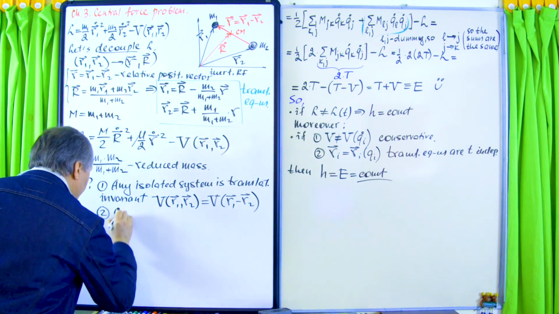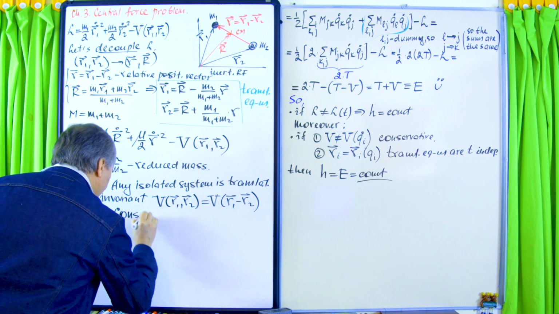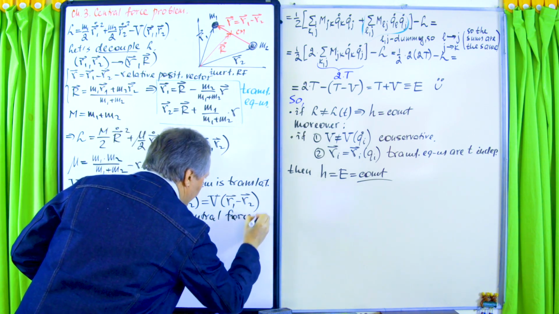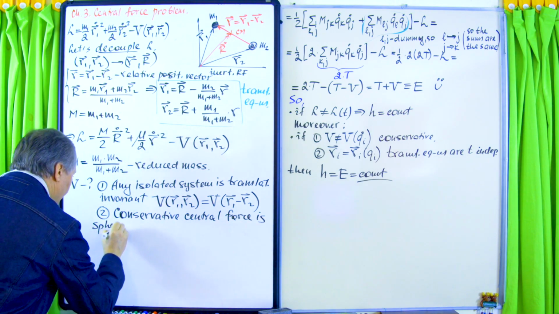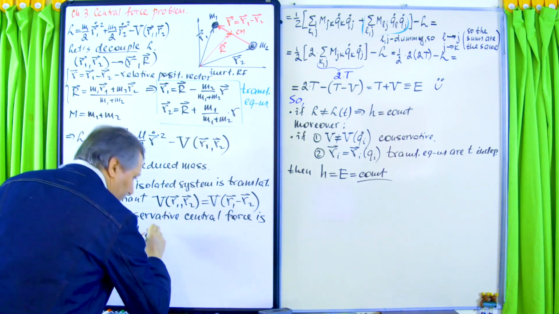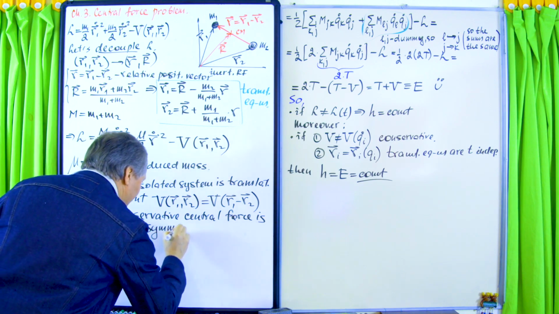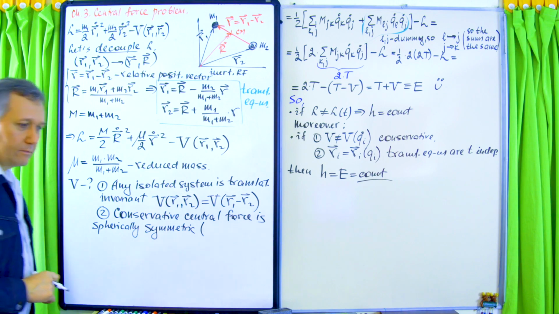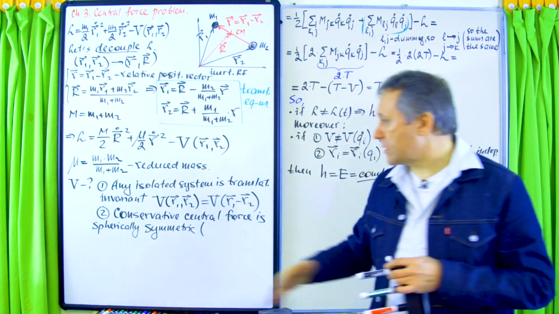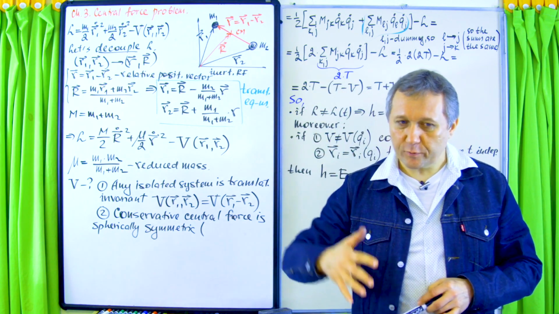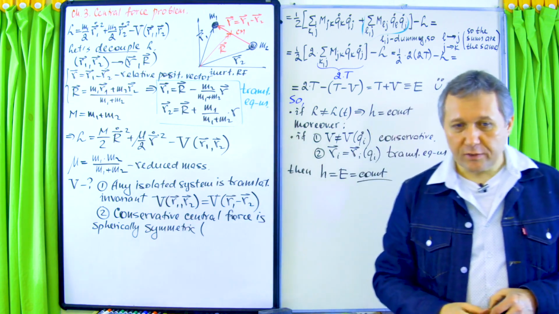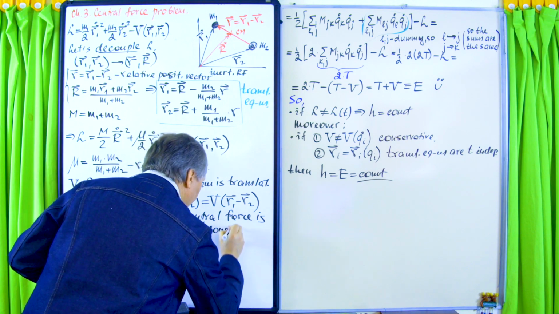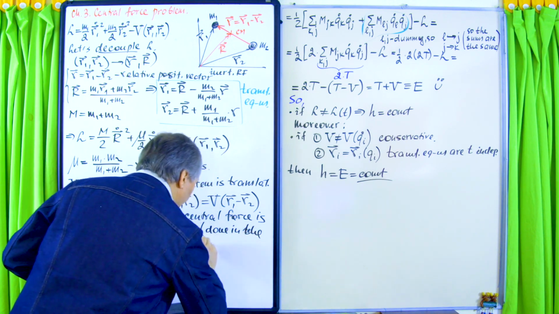Conservative central force is spherically symmetric. Right, again, proved in the previous semester. And we also showed it's not just the force that is spherically symmetric, but also the potential energy. Actually, first we derived that potential energy is spherically symmetric, and then after some justification, we moved to the fact that force is spherically symmetric. All right, done in the undergraduate course.